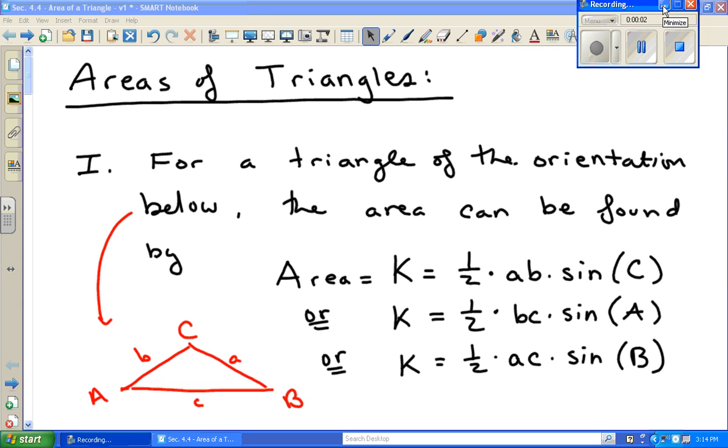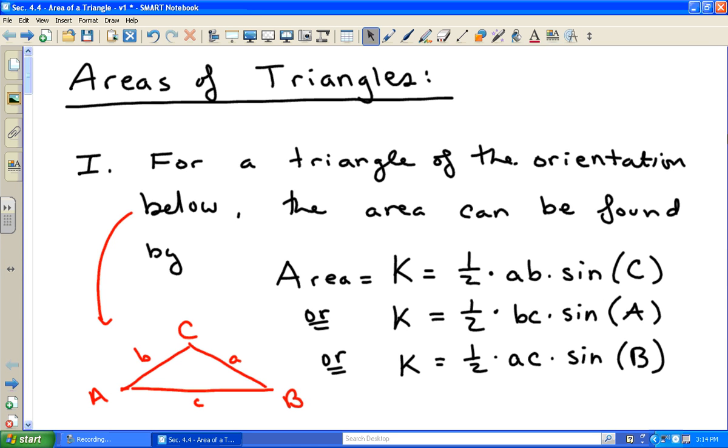We're going to now look at finding areas of triangles. We know one formula for area of a triangle, and that's the area is equal to 1/2 the base times the height. But the problem is we're not always going to be given the base and the height for these problems you're going to see in this section.